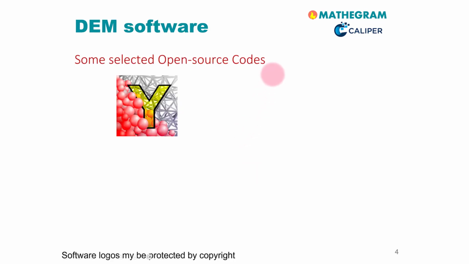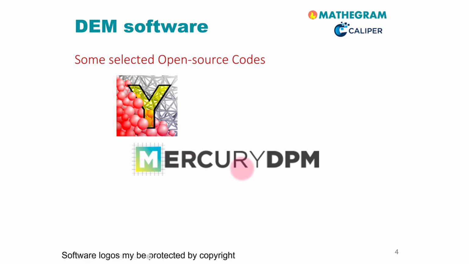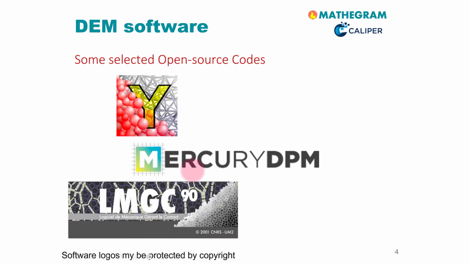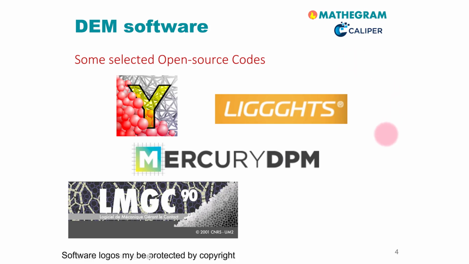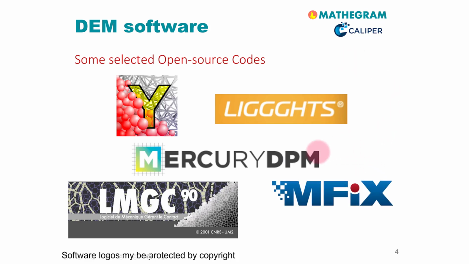Let us first look at which different DEM simulators exist. What is the available DEM software? Let us therefore start with selected open source simulators, meaning that the computer code is openly available. There are many solutions, for example, Yade, Mercury DPM, LMGC90, which is a little bit a special case because it's not a soft-sphere DEM simulator. Then LIGGGHTS is a very often used tool, and also MFiX.